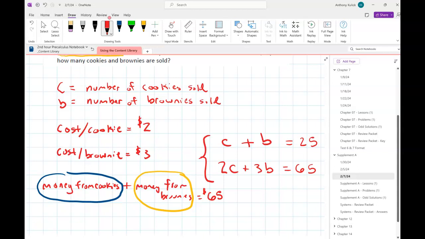Once I have my system, now I'm just going to solve this. You can use substitution, you could use elimination, doesn't really matter. I'm hoping that at that point you feel pretty confident on that piece, but the setup.